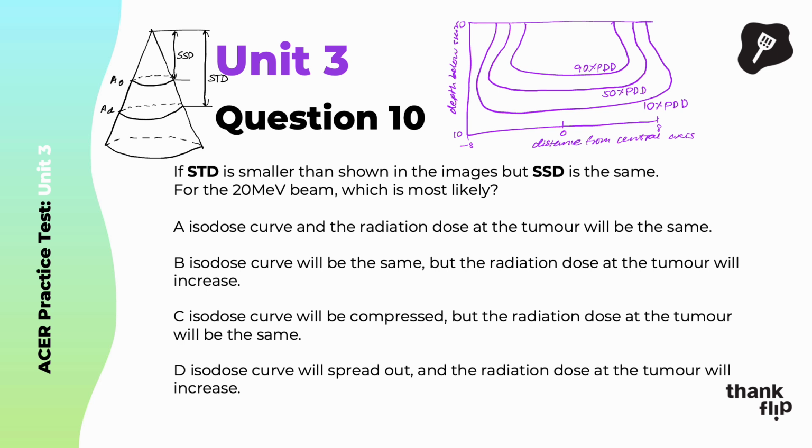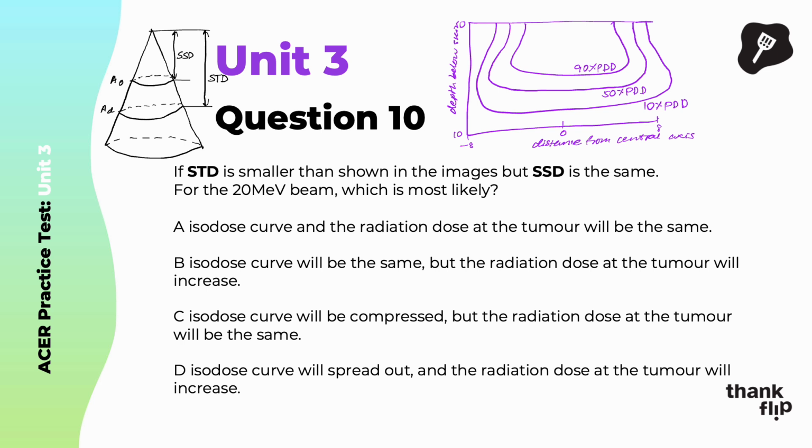Question 10 is a little bit more tricky. So I've just put up the diagrams and graphs, a rough version of them up here so that I can refer to them. It's basically asking, a similar thing to the last question, if STD is smaller, but SSD is the same for specifically the 20 MeV beam, which of the following is most likely? And just taking a look at the answer options, it's asking us to look at the isodose curve and also asking us to think about the radiation dose that the tumor is going to have.